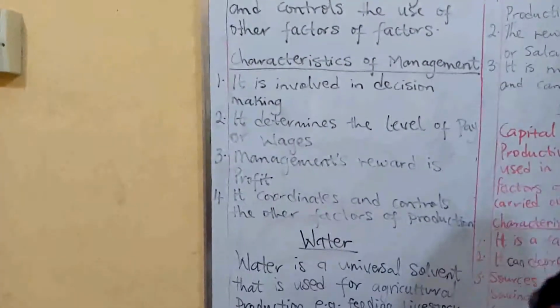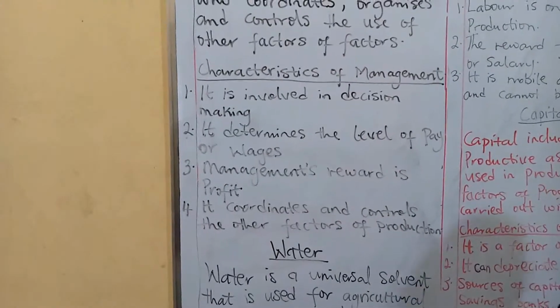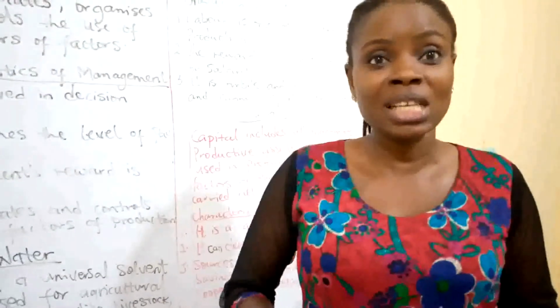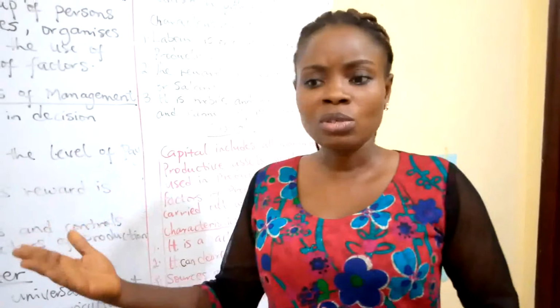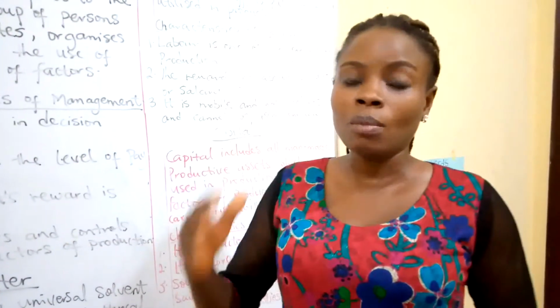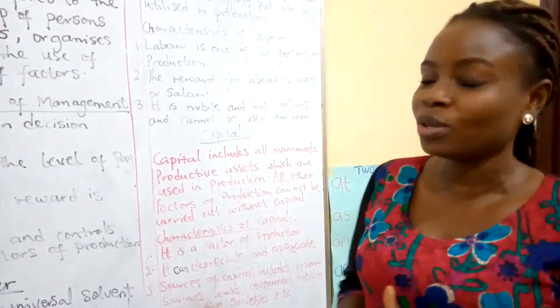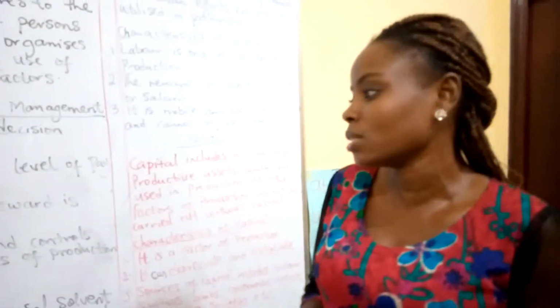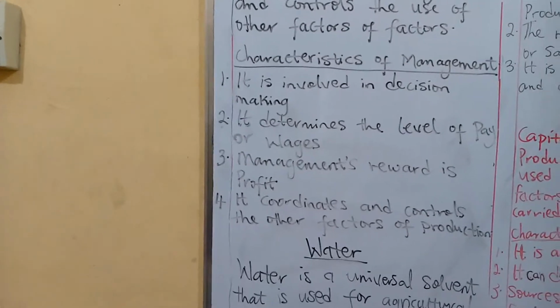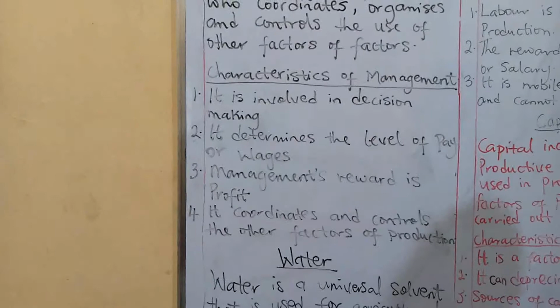Number three, management reward is profit. This is very key. For an entrepreneur, what comes to mind when setting up a business is profit. We also look at factors like trying to please customers, branding and packaging and all that. But the aim of setting up a business is to make profit. Of course, we will not be smiling when we run at a loss. Number four, it coordinates and controls the other factors of production. It is the tool that coordinates all other factors of production.